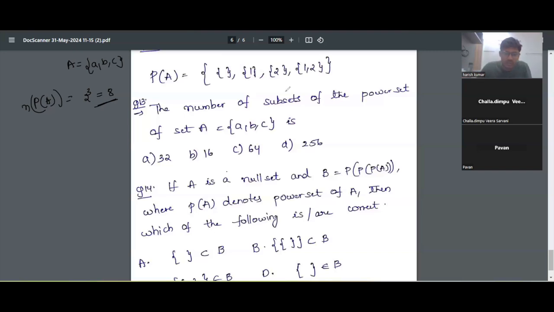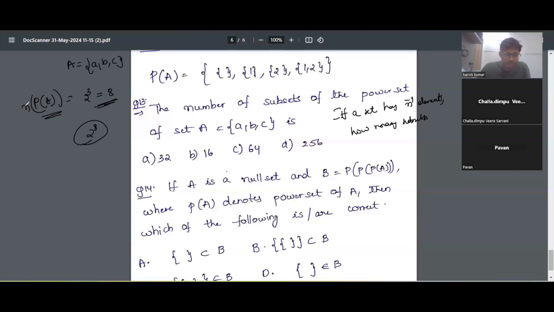Okay, tell me one thing. If a set has n elements, how many subsets will it have? 2 power n. Okay. Now here what I am saying is, there is this power set and it has 8 elements. Now how many subsets will it have? 2 power 8. That's it, which is 256. That's my answer.